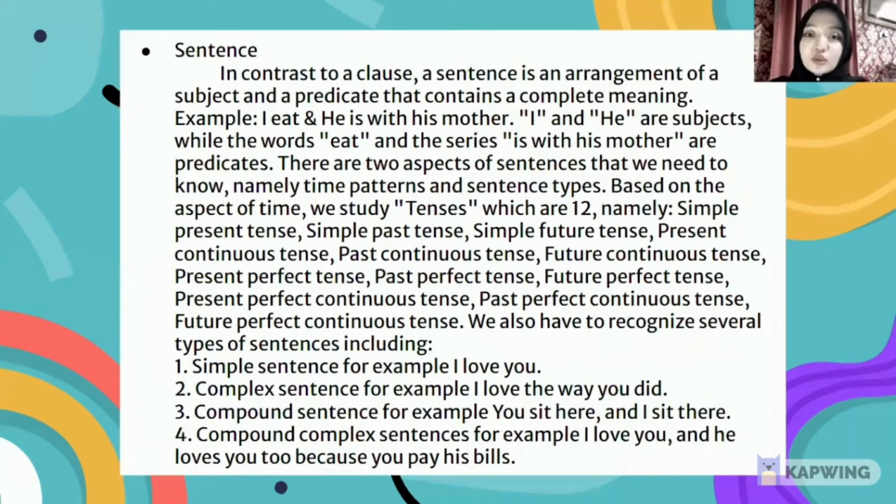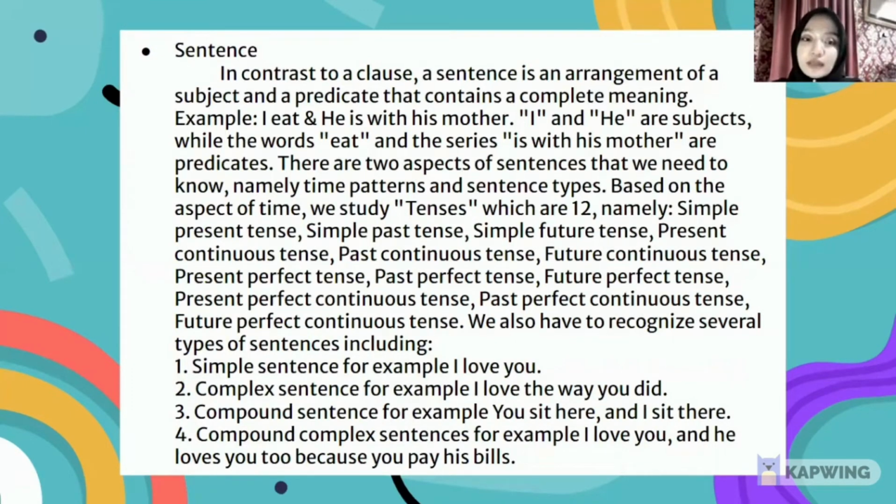In contrast to clause, a sentence is a subject and predicate that contains a complete meaning. For example, "I eat" and "he is with his mother". I and he are subjects, while the words "eat" and "is with his mother" are predicates. There are two aspects of sentence that we need to know, namely time patterns and sentence types.